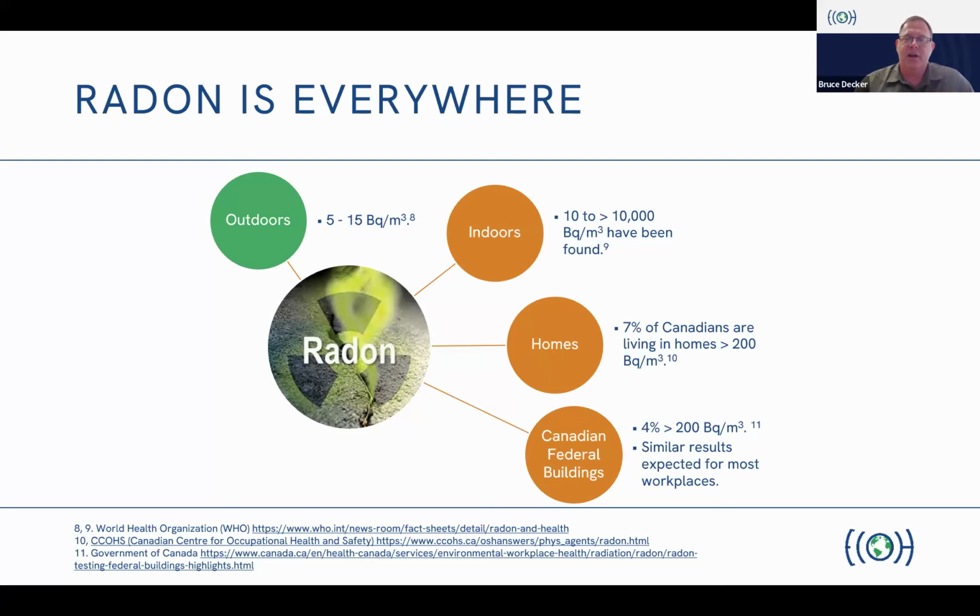Health Canada did a cross-country study a number of years ago, and they've actually done more studies, and we're waiting for that additional report to come out. But it was 14,000 homes across Canada, and they found that approximately 7% of homes across the country exceed the action level. That might not seem like a lot, but if you consider the amount of people in the homes, that's a significant amount of people that are overexposed to radiation.